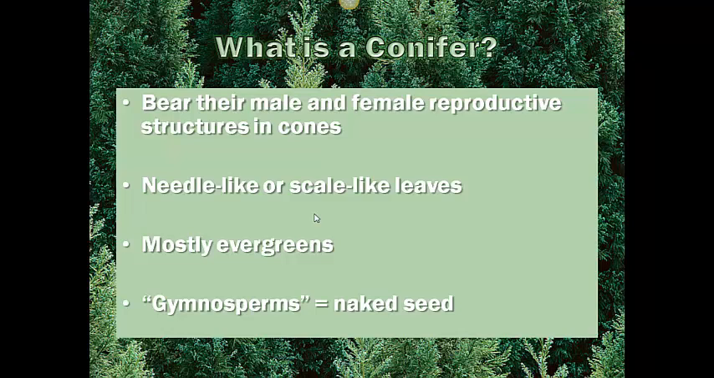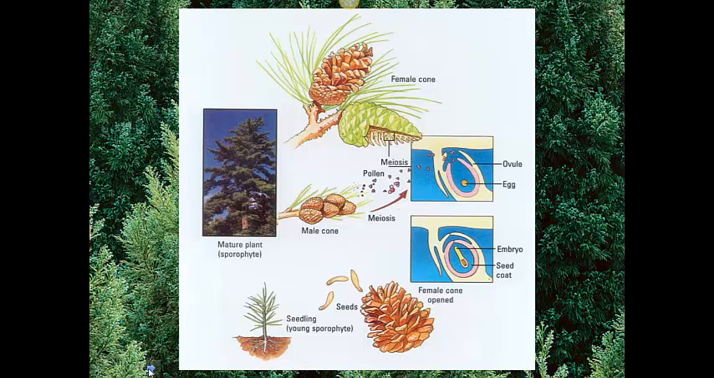Another term for them that scientists often use is a gymnosperm, which technically means naked seed. In other words, they don't have a fruit or a flower that goes with their seed. You don't have to copy this diagram down, but I just wanted to explain a little bit what we mean by this naked seed.